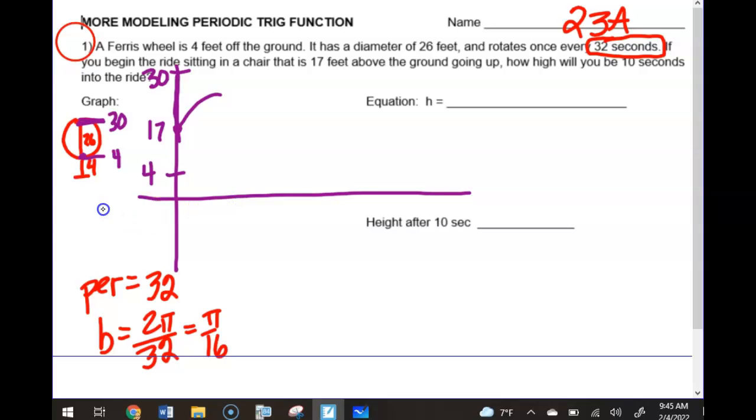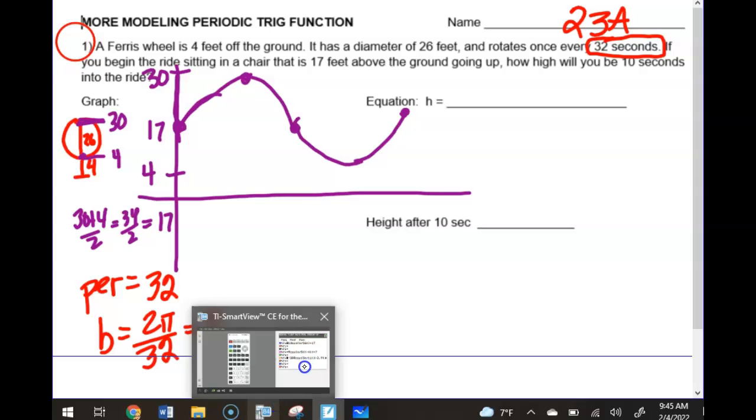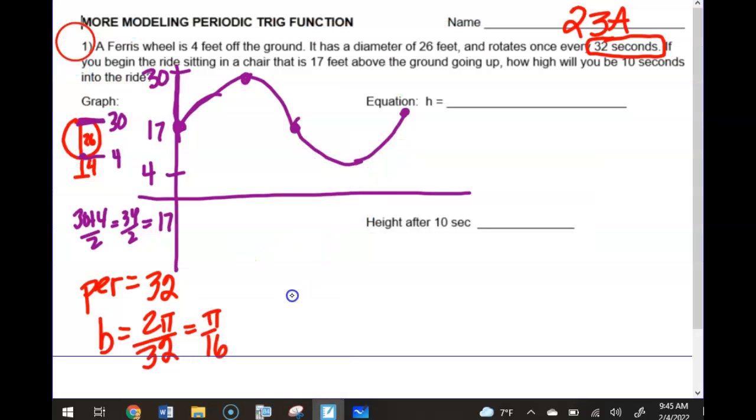So what is the midline? If you average those, the midline is 17, yes? Oh, interesting. So we started at 17, up to the top, back to the midline, down to the bottom, back to the midline. So what could we call that if we didn't want a phase shift? Sine, ooh, yikes.